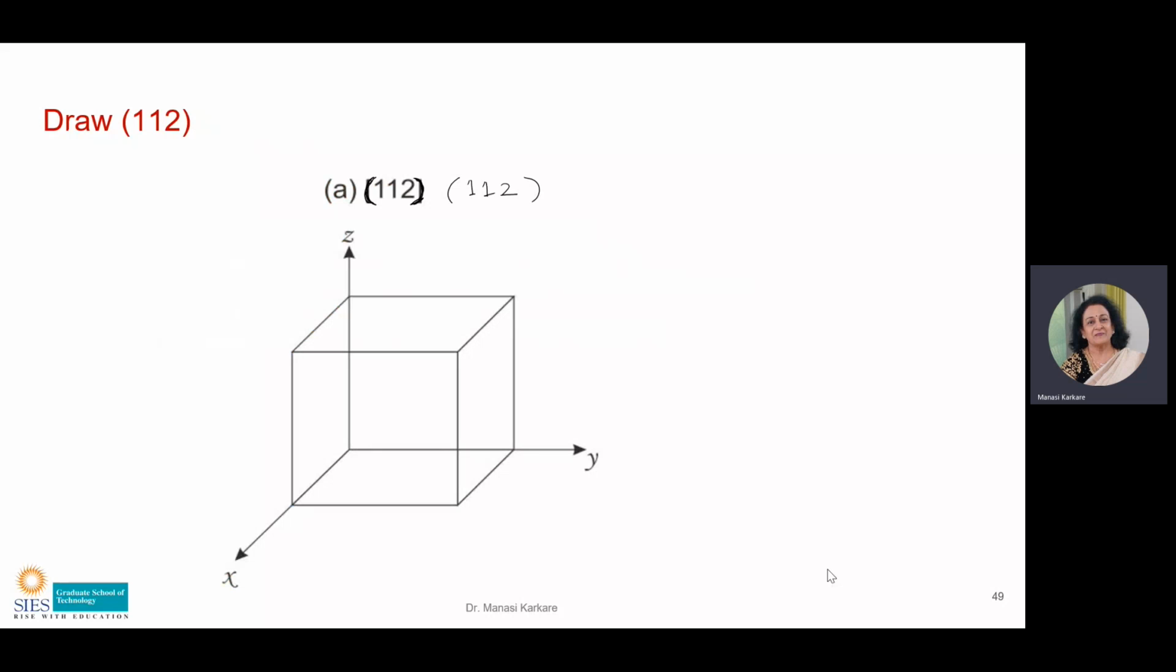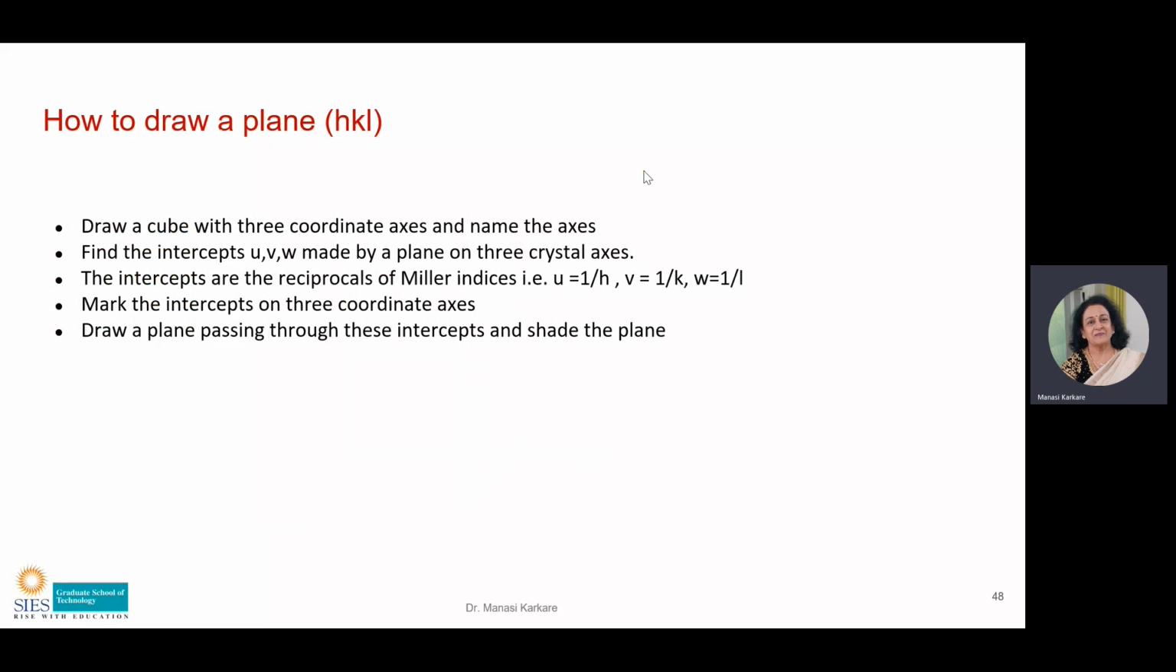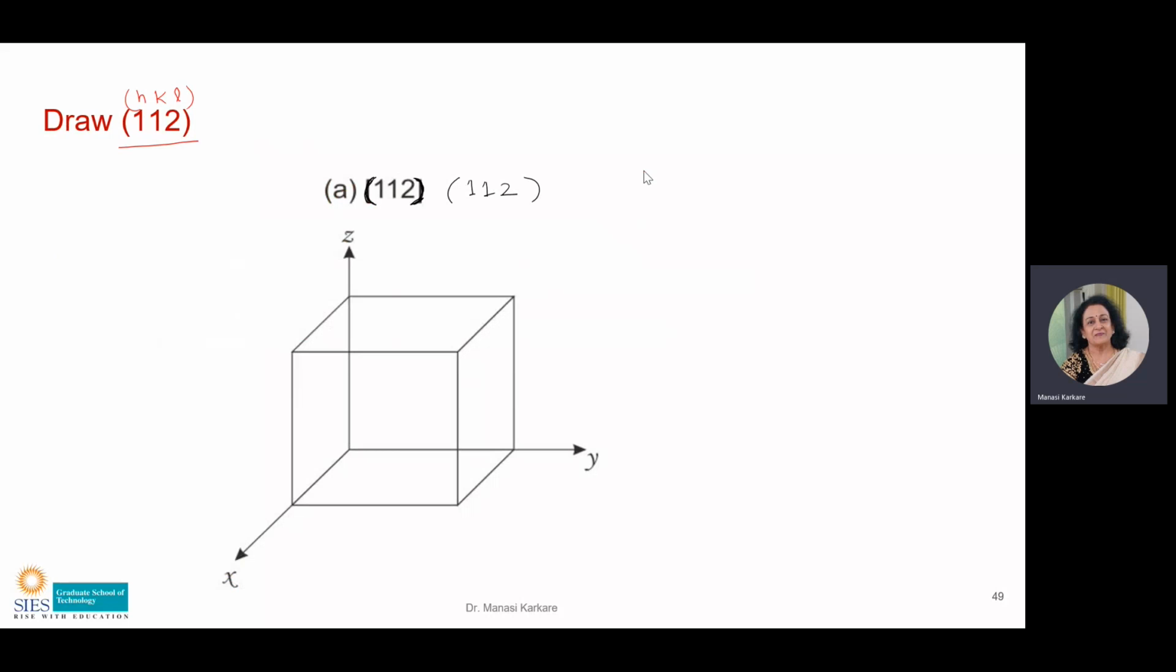So here we are going to draw a plane whose Miller indices are given as 1, 1, 2. So your value of H is 1, K is 1, and L is 2. So these are the 3 Miller indices. Now, as per the first step, you have to find the intercepts made by the plane on 3 coordinate axes. So x-intercept U will be reciprocal of H, y-intercept V will be reciprocal of K, and z-intercept W will be reciprocal of L.